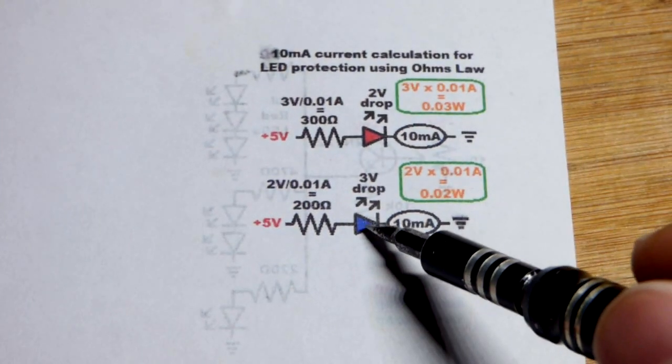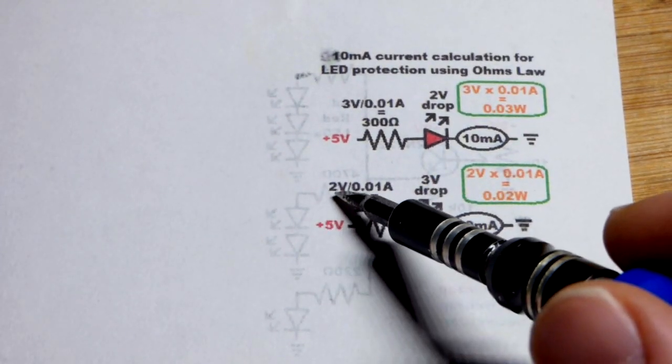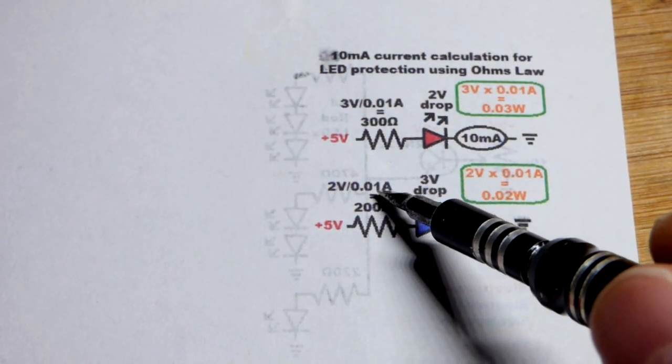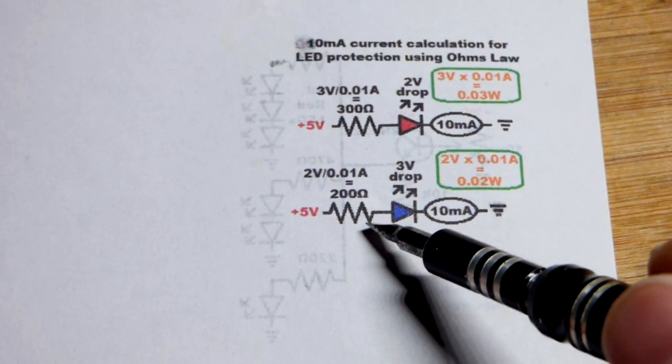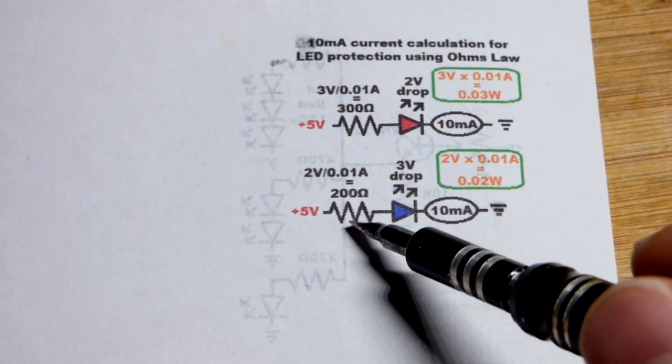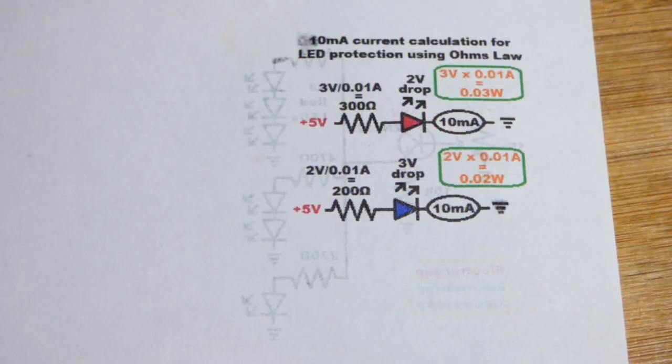Now with the blue LED, it drops about 3 volts. So out of 5, you've got 2 volts divided by 0.01 amps. That gives you 200 ohms of resistance you're going to need. Again, probably won't find that exact value, but you can do series and parallel connections until you get it.